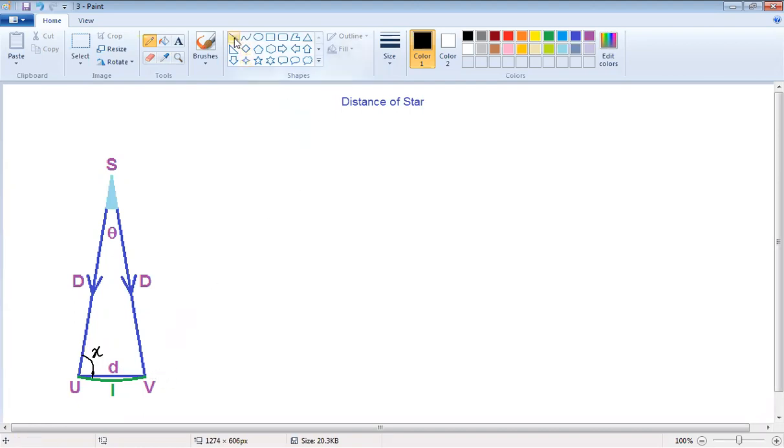And at the second station, suppose the angle is measured equal to y. Then angle theta at the star can be calculated because x plus theta is equal to y. Anybody who can tell the reason?